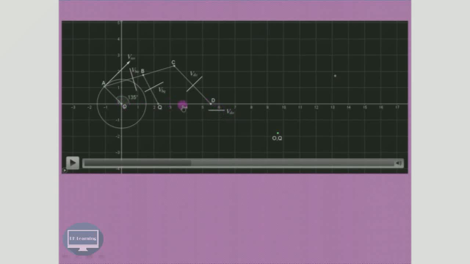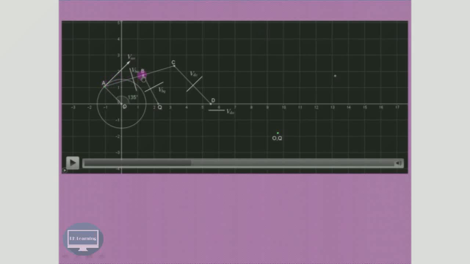So it is D with respect to O or D with respect to Q. So it is sliding in this particular direction. So once again, try to recall certain things. Velocity of A with respect to O is perpendicular and in the direction of rotation. Direction of rotation is clockwise, that is given in the example. So this is the first vector.